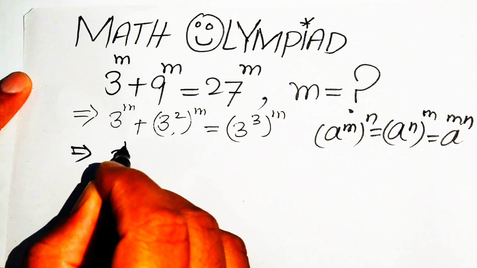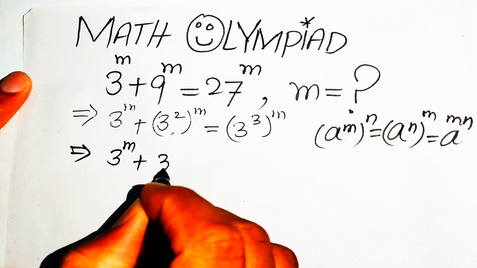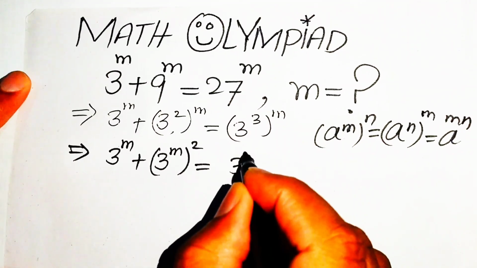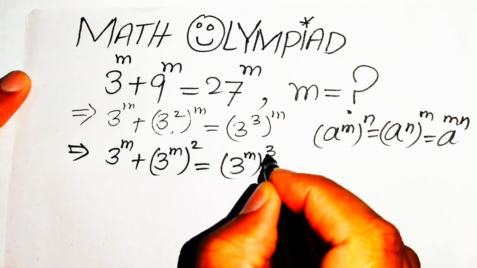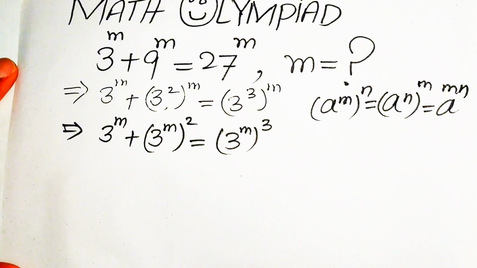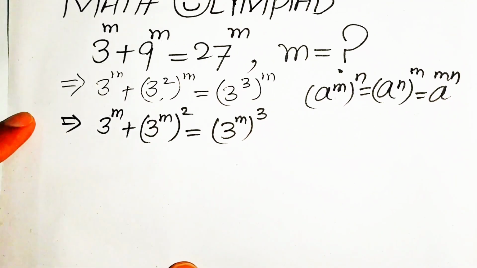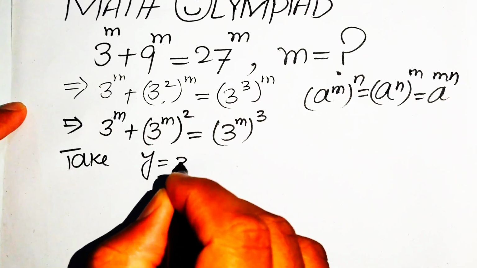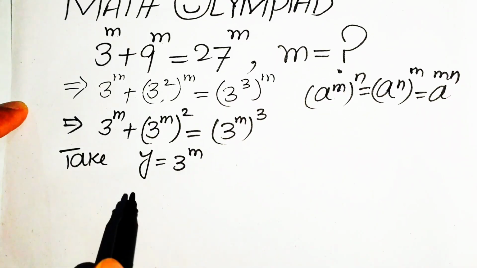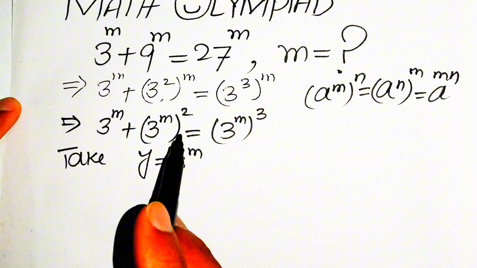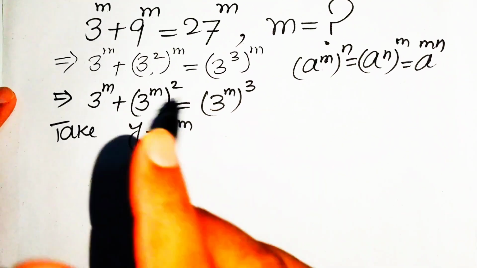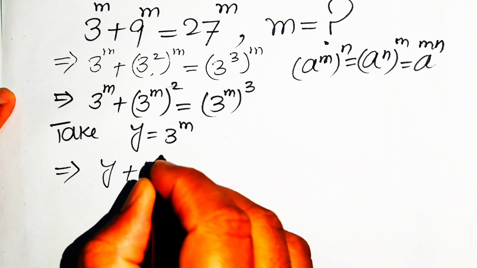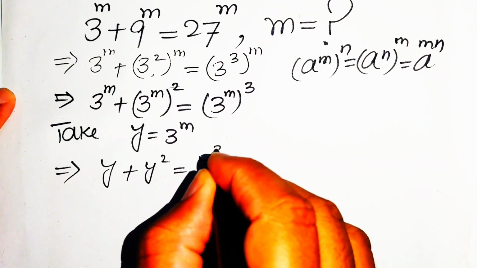So we write it as 3^m plus (3^m) squared equals (3^m) cubed. And now in the next step, we need some simplification here, so we just take y equals 3^m. So now when we substitute y equals 3^m into this above equation, it will be written as y plus y squared equals y cubed.